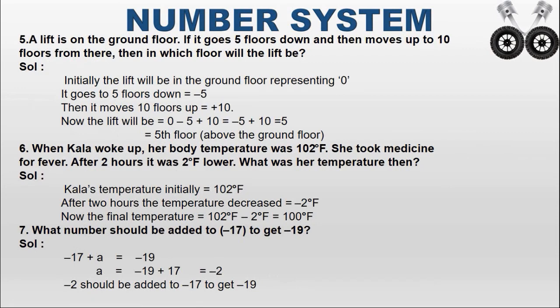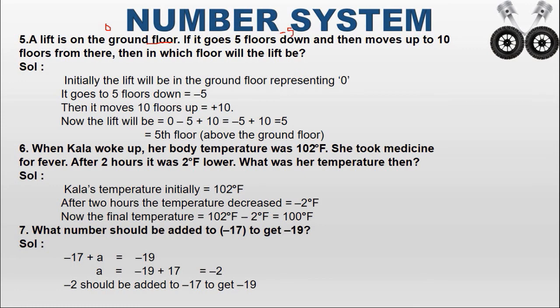So next one: a lift is on the ground floor. If it goes 5 floors down and then moves up 10 floors from there, then on which floor will the lift be? So what is given here? A lift is on the ground floor. So when the lift is on the ground floor, what is the position of the lift? It is 0 position. Okay. So if it goes 5 floors down, down means you have to put the negative sign. Above means you have to put the positive sign. So here it goes down. How many floors does it go down? 5 floors. So you have to write it as minus 5.